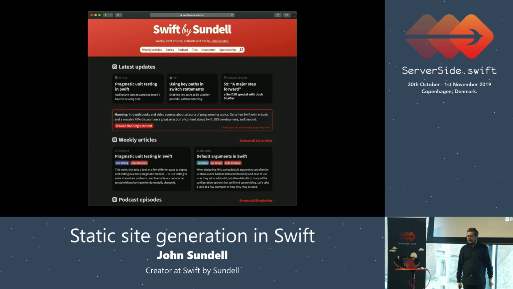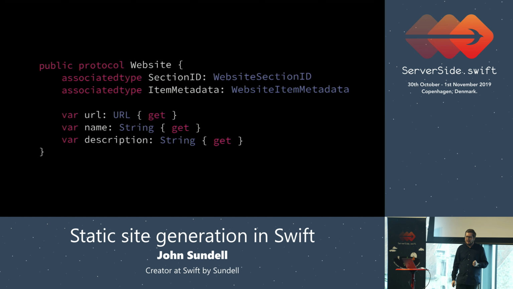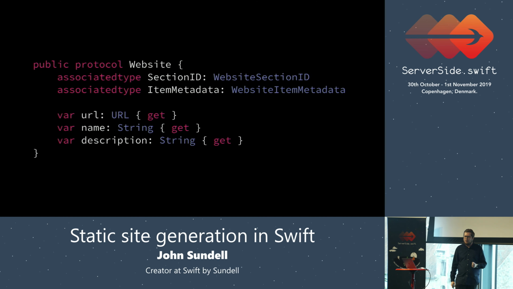The first thing that I started by doing is to embrace protocol-oriented programming. It's something that most Swift developers are familiar with, to use protocols to define your requirements, to define your types, which enables you to gain a much greater degree of flexibility. In my case, I started out with a website protocol. This website protocol really defines a website that we're going to generate. It's no longer just tied to being a blog, but it can be really any website that has sections. It can have some custom item metadata. It can have a URL, name, and description.